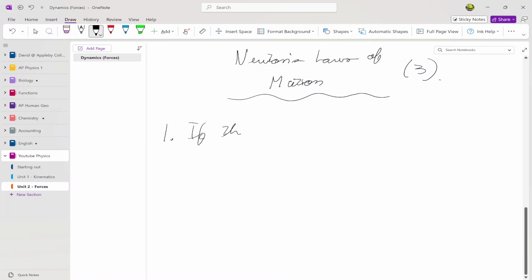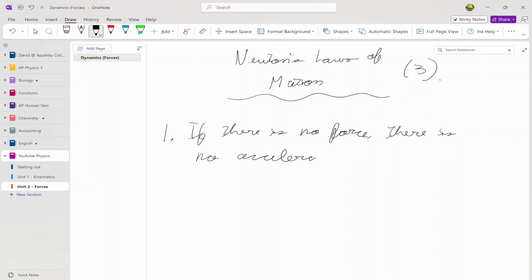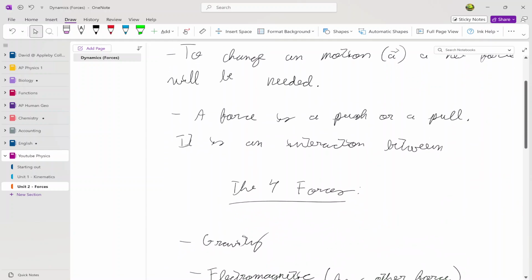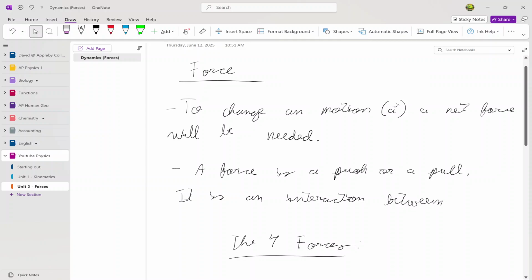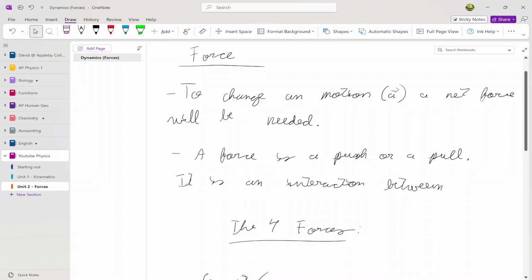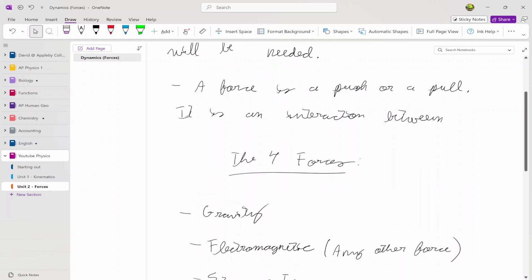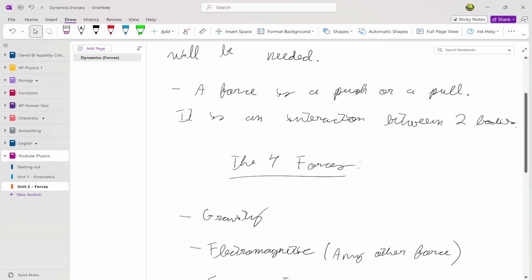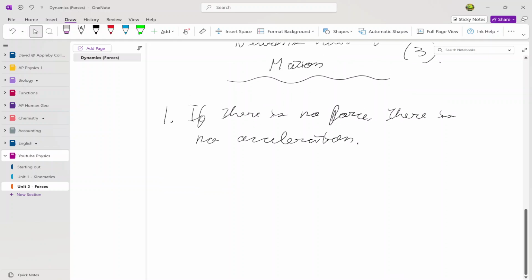If there is no force, there's no acceleration. Just like that. It's down to the statement I talked about before: to change the motion of an object, a net force will be needed. Therefore, a force needs to be equivalent or greater than another interacting force, which is an interaction between two bodies. It's either a push or pull. So it's a cycle, and therefore no acceleration with no force.